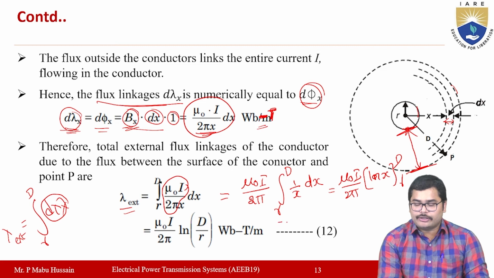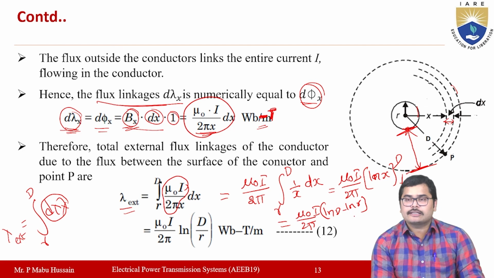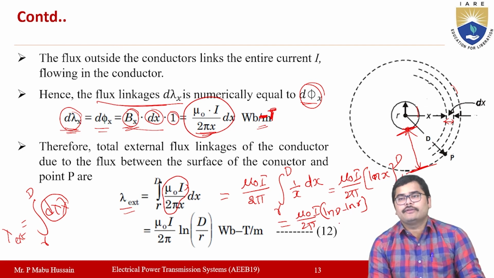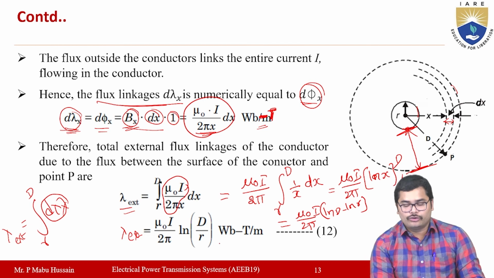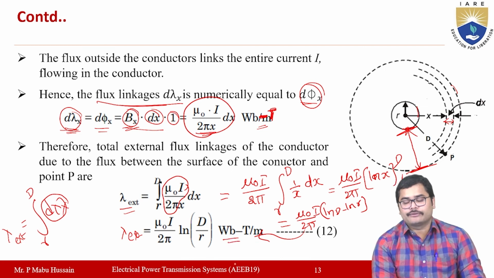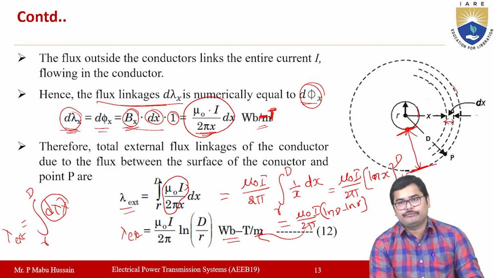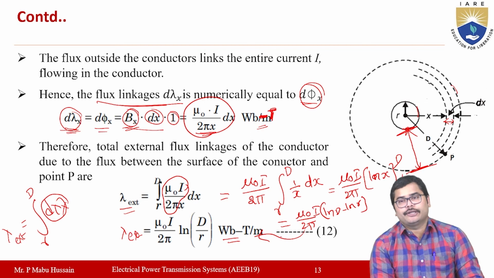Okay, so now this can be written as mu 0 I by 2 pi into (ln d minus ln r). This ln d minus ln r you can write as ln d by r. So the final expression: lambda external will be equal to mu 0 I by 2 pi ln d by r. These are Weber turns per meter, Weber turns per 1 meter, as we are considering the 1 meter length of the conductor.